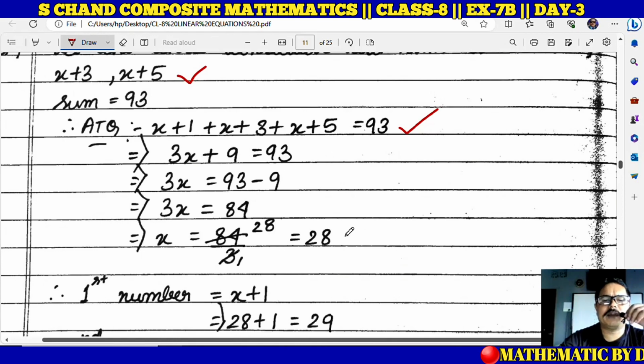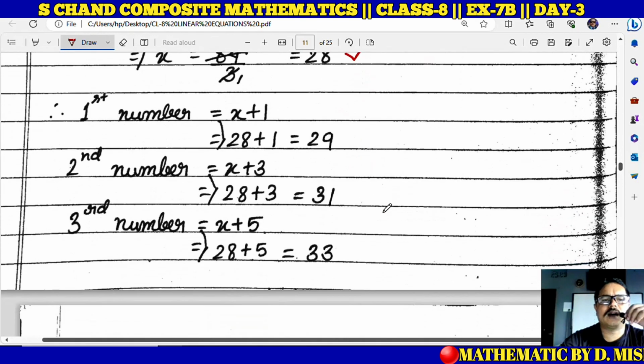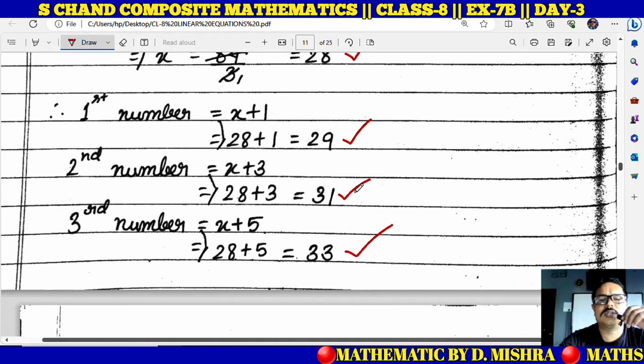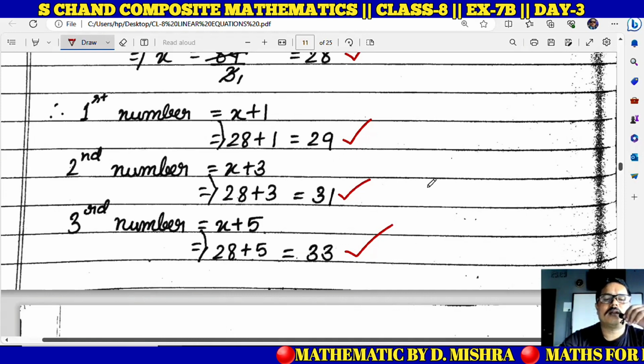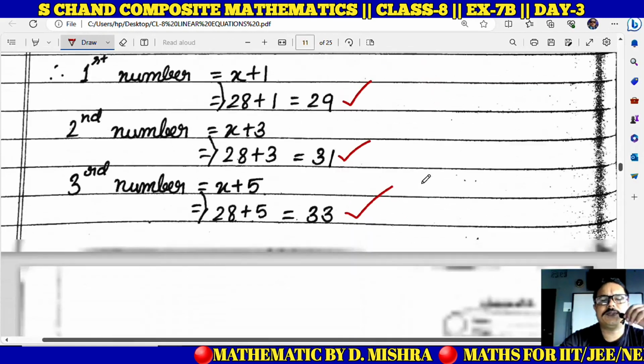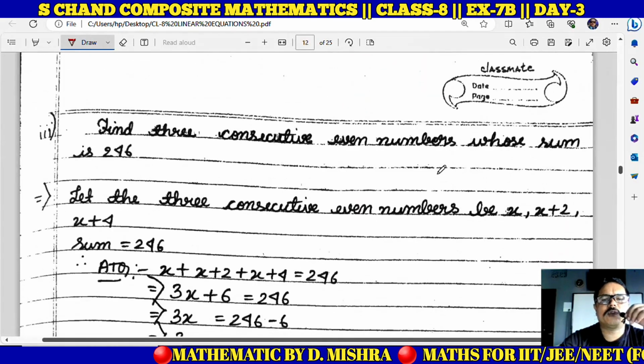So x is coming here 28, and so the answer will be 28 plus 1, 29, then 31 and 33. So these are the three numbers, consecutive odd numbers whose sum is 93. So you can do the cross checking also if you want.